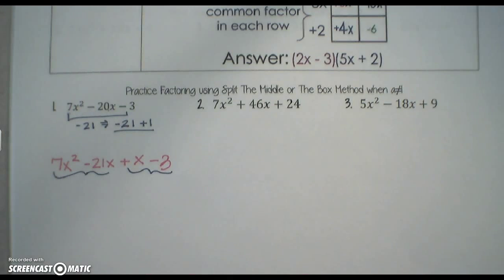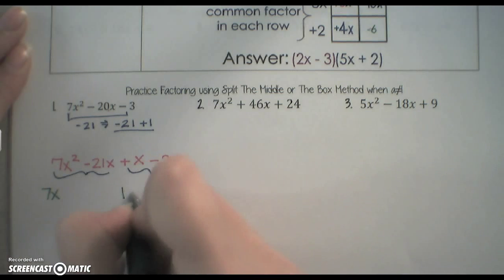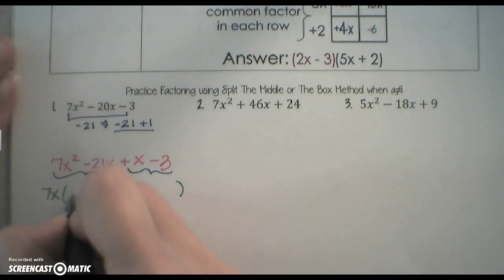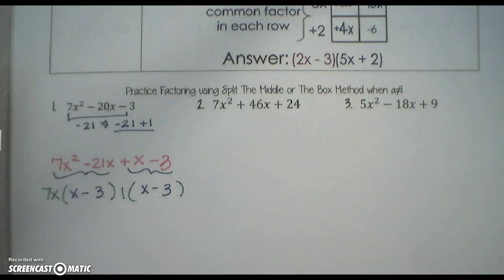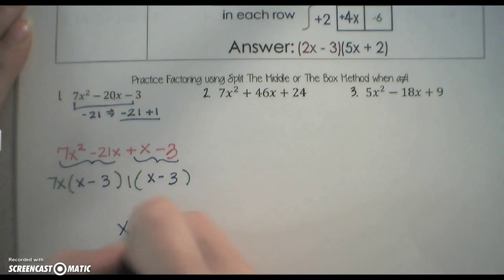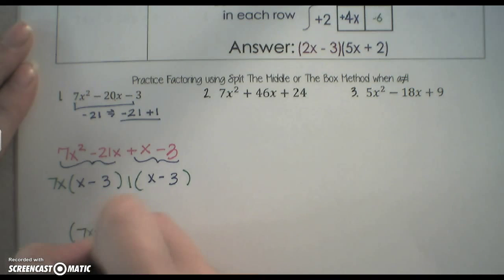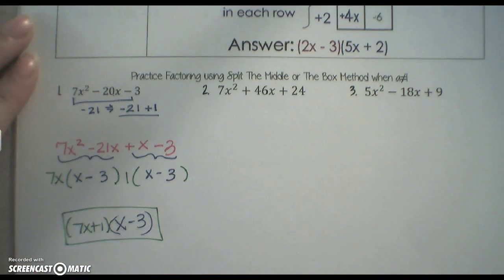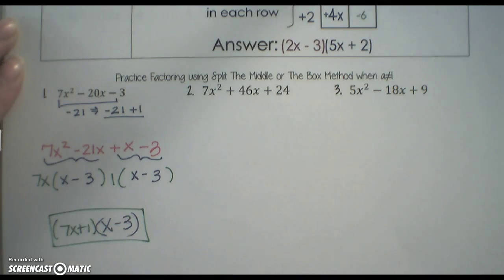And I take out, for the first group, I can take out a 7x. For the second group, I can just take out a 1. So there's nothing else that I can pull out of there. So now I have an x minus 3 and x minus 3, and yep, they match. So x minus 3 is one part of my answer, and 7x plus 1 is the other part. So it's really just first times last and splitting that middle, and then you're just grouping from there.